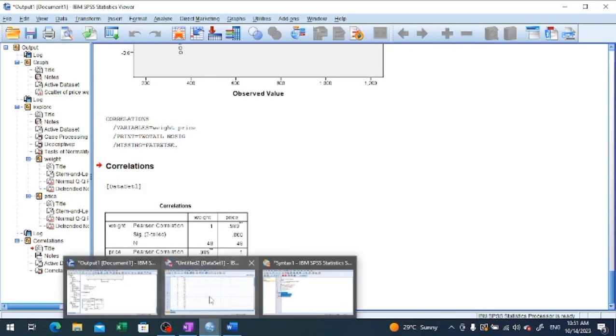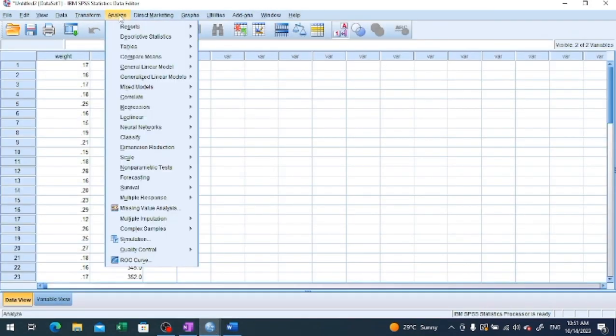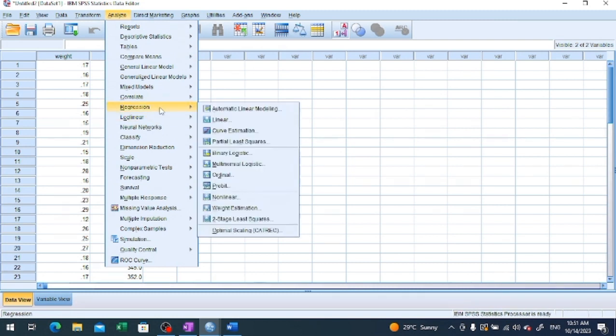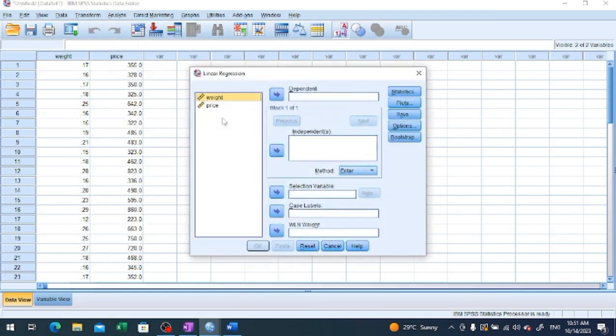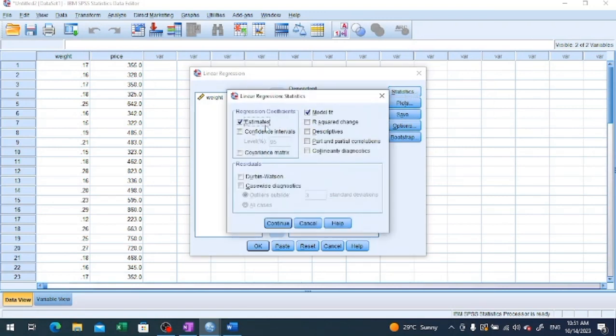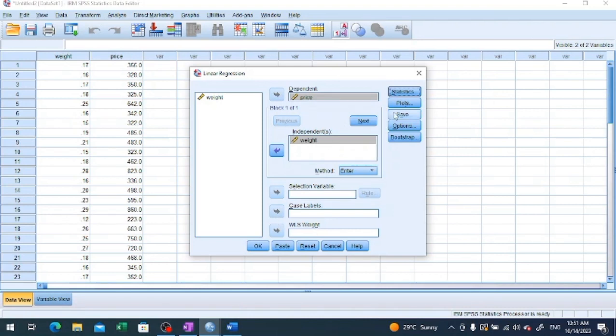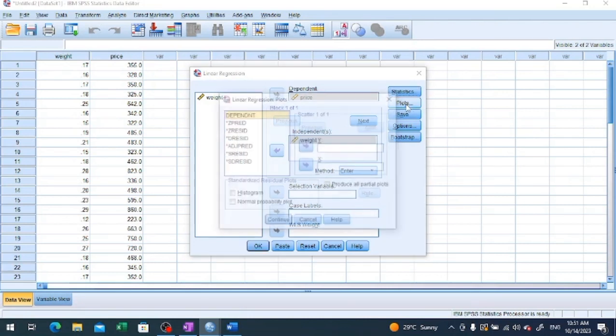Now we are going to fit the regression model. That's all the requirement of our question number 3. So Analyze, Regression, Linear. We take price as the dependent variable, y. Then we go to Statistics. We mark a check across confidence intervals. Continue. Then we click the Plots button.